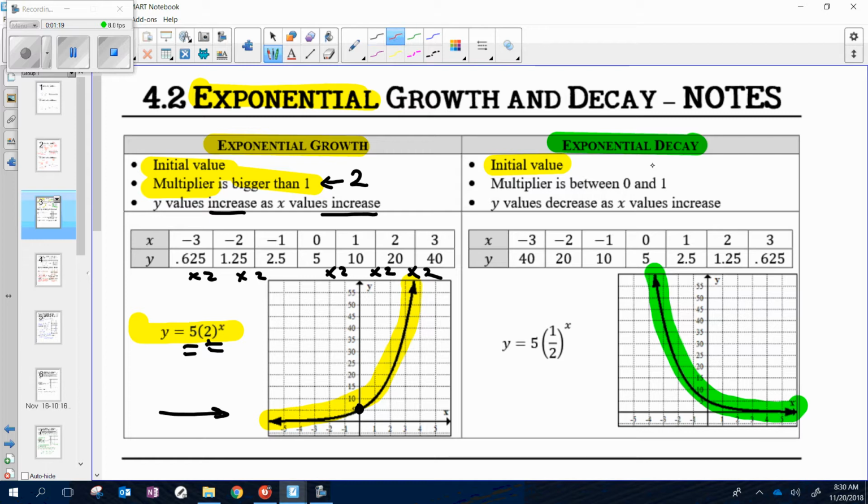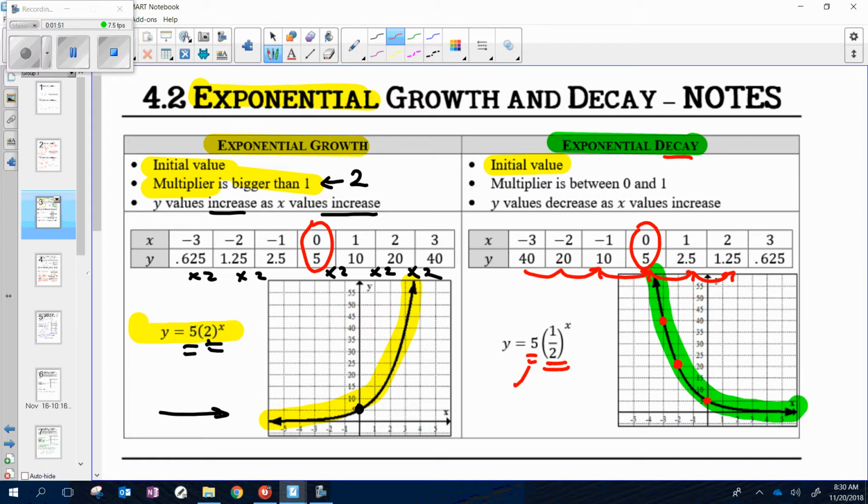In the next example for decay, you can see that we're starting at 5. Our initial value is 5, just like it was on the other table. But our values are starting at 40 and going smaller as we go down the table. Oh, this is not the right picture. Oh, yes, it is, 0, 5. Okay, -3 is way up at 40. -2 is now only half that amount.